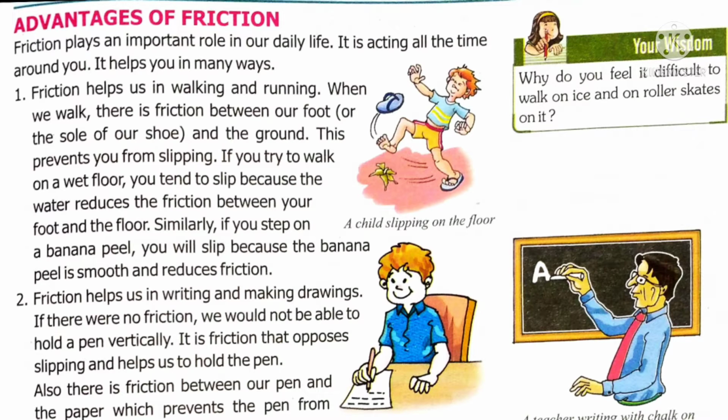On walking on a wet floor, what will happen? We could slip because there is less friction between our foot and the floor. That is why we cannot walk.